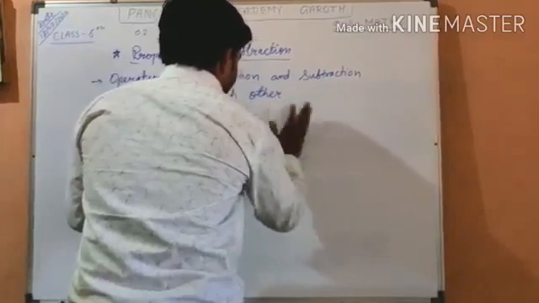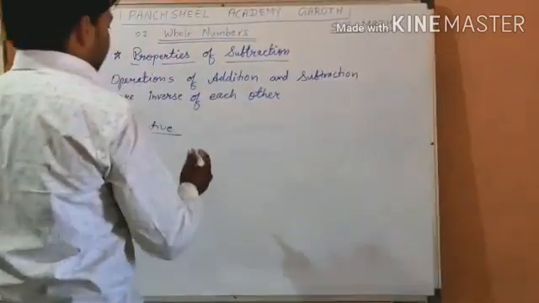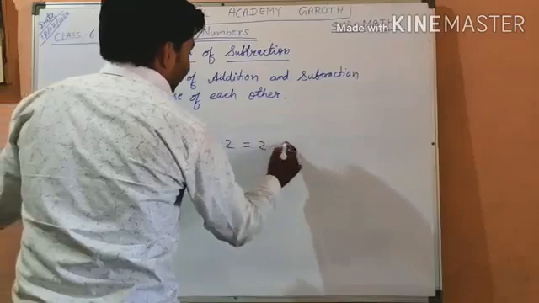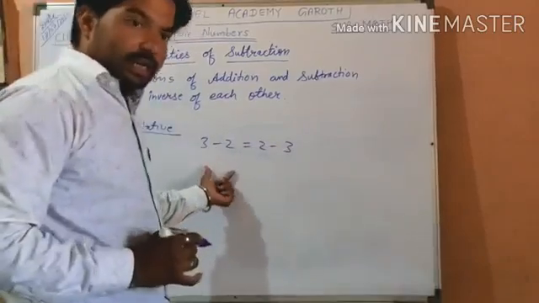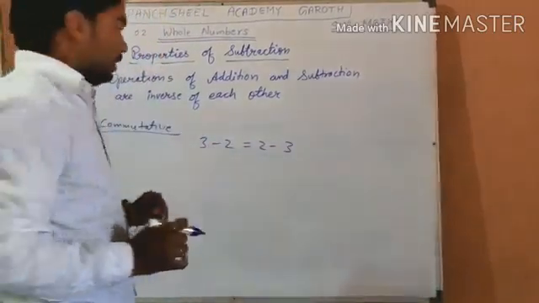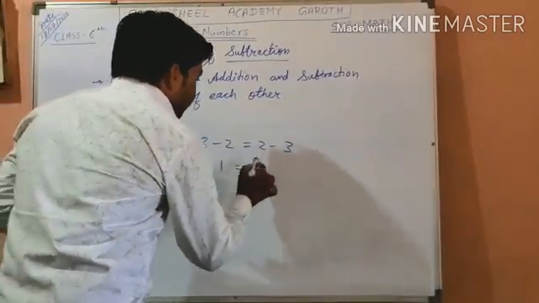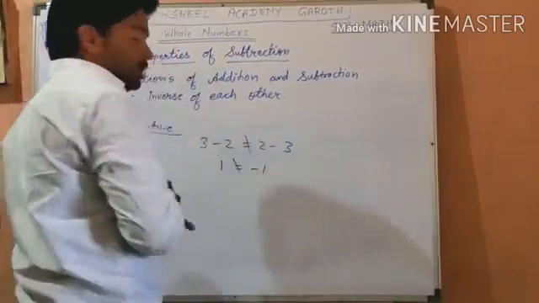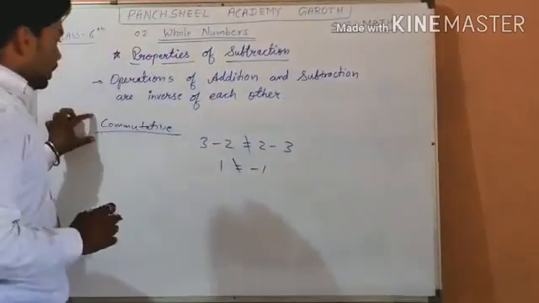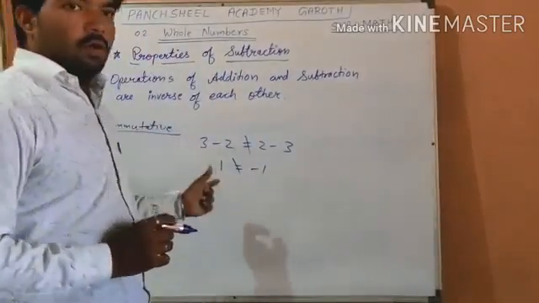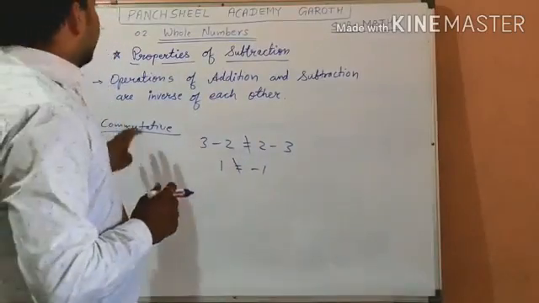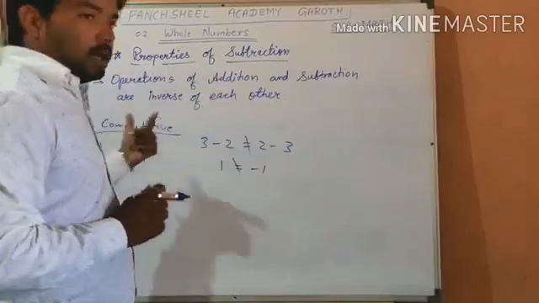Okay, let's take an example like 3 minus 2 equal to 2 minus 3. If it is correct, then this property is good for it. So 3 minus 2 is 1, but 2 minus 3 is minus 1. Is it correct? No. It is not correct. Means commutative property is not good for, or we can say property of subtraction is not called commutative property.